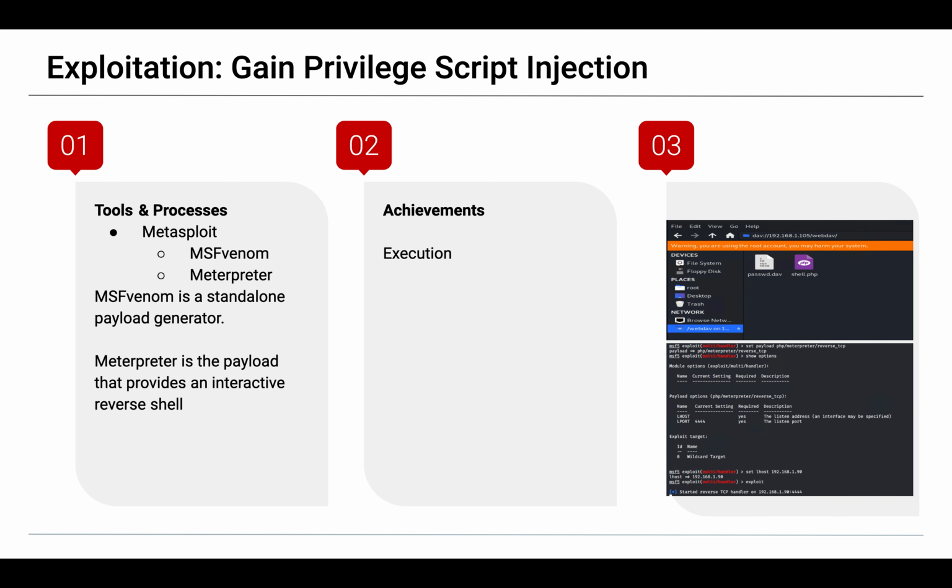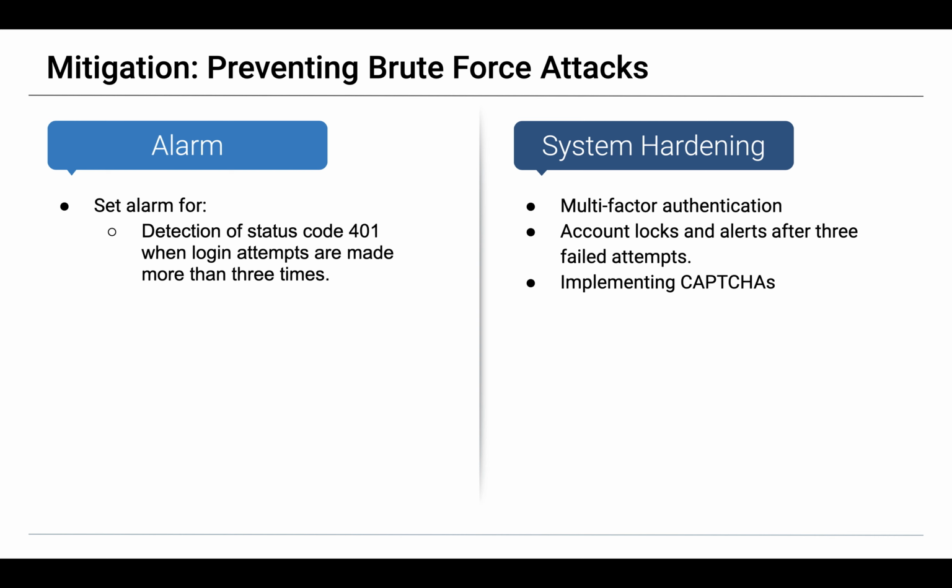Mitigating a brute force attack. First, we can set an alarm letting us know of a status code 401 when the login attempts are made more than 3 times. A couple ways to harden the system. We can implement a multi-factor authentication policy. We can lock user accounts and alert us after multiple failed attempts, and implement CAPTCHAs.